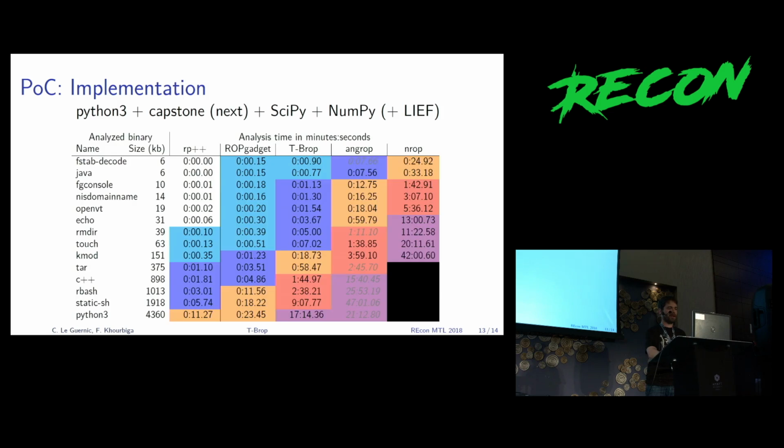And here are the results. The first two columns are RP++ and ROPgadget. Those are syntactic tools. The last two are Ropper and ours. For Ropper, we deactivated the fast mode because we thought it wasn't fair. And Ropper also is multi-threaded, so it was taking advantage of this. And our proof of concept is just in between. So I'd say that this really is a trade-off between the two.